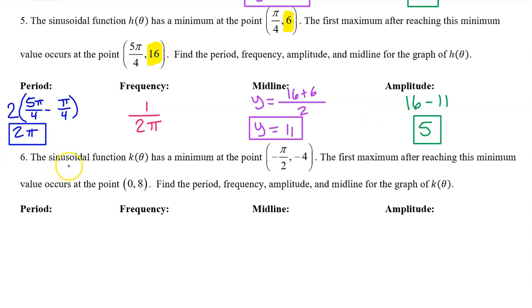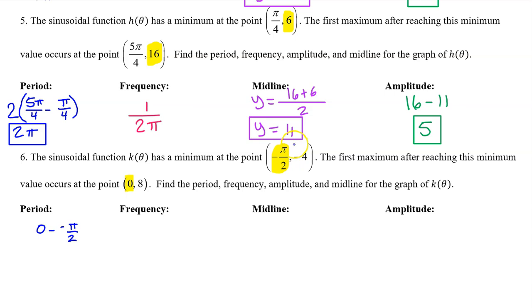Number 6. The sinusoidal function k of theta has a minimum at the point negative pi over 2, negative 4. The first maximum after reaching this minimum value occurs at the point 0, 8. Find the period, frequency, amplitude, and midline for the graph of k of theta.